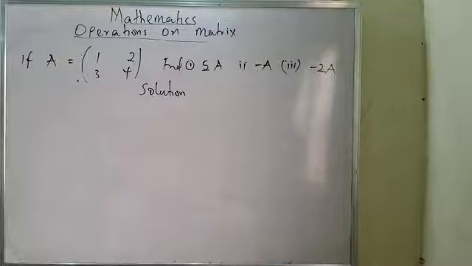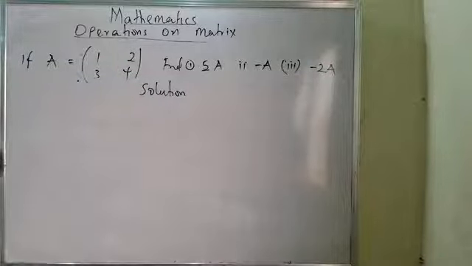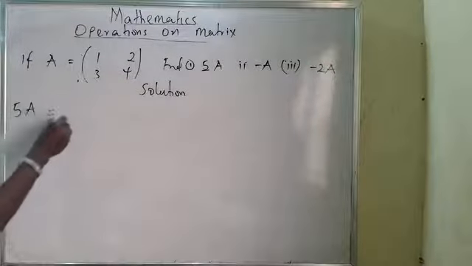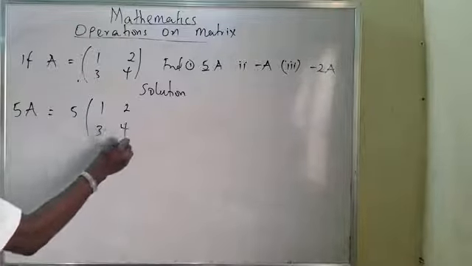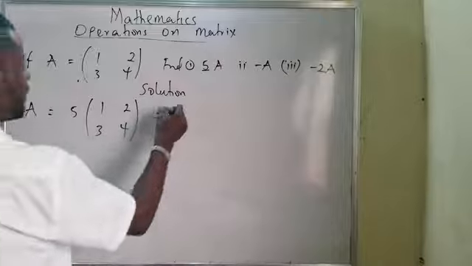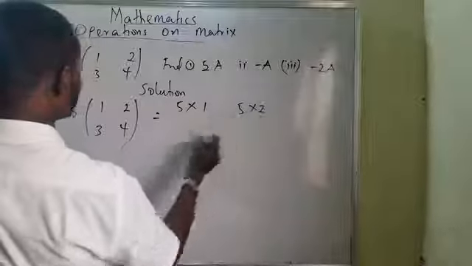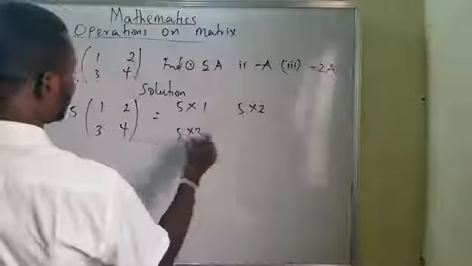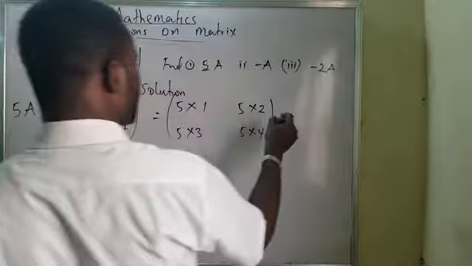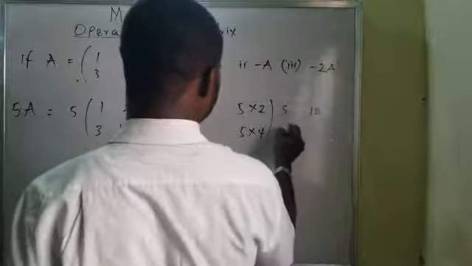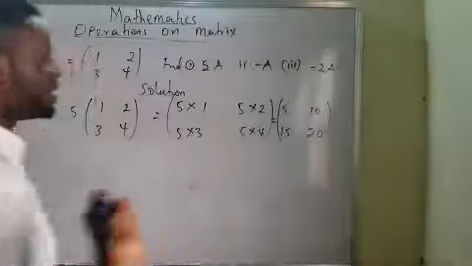I think I've explained scalar and vector with what I've said now. Let me now operate on it. Now, I have 5a. It means I'm talking about 5 bracket of 1, 2, 3, 4. Now, interpretation means 5 multiplied by 1, 5 multiplied by 2, 5 multiplied by 3, 5 multiplied by 4. Now, which will be 5, 10, 15, 20. Can you see? That is my answer. That is all.